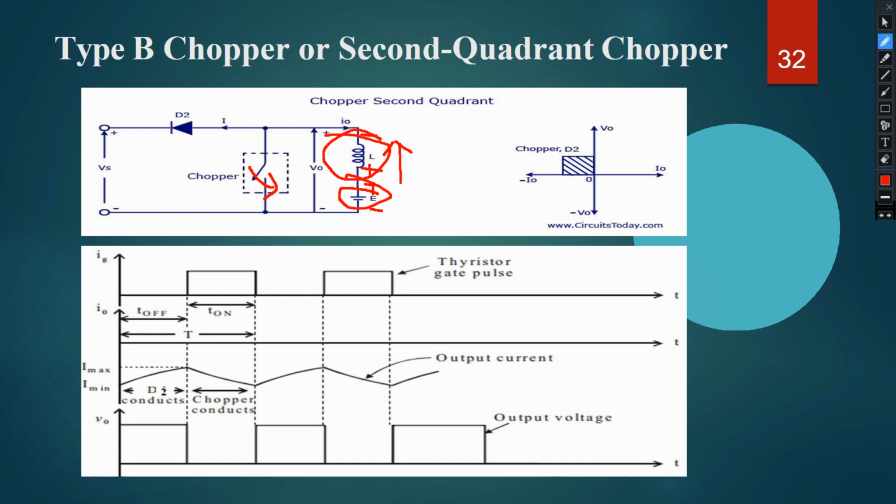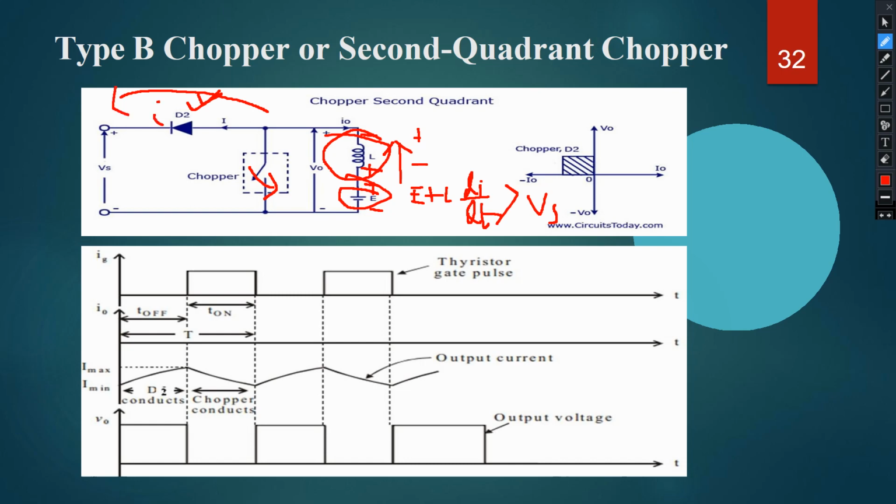Now if it has to return back to the supply, that means if you make it forward biased, the polarity of the inductor will be reversed. So that means E plus L di/dt. When E plus L di/dt is greater than Vs, what will happen? Power can go back to the source.